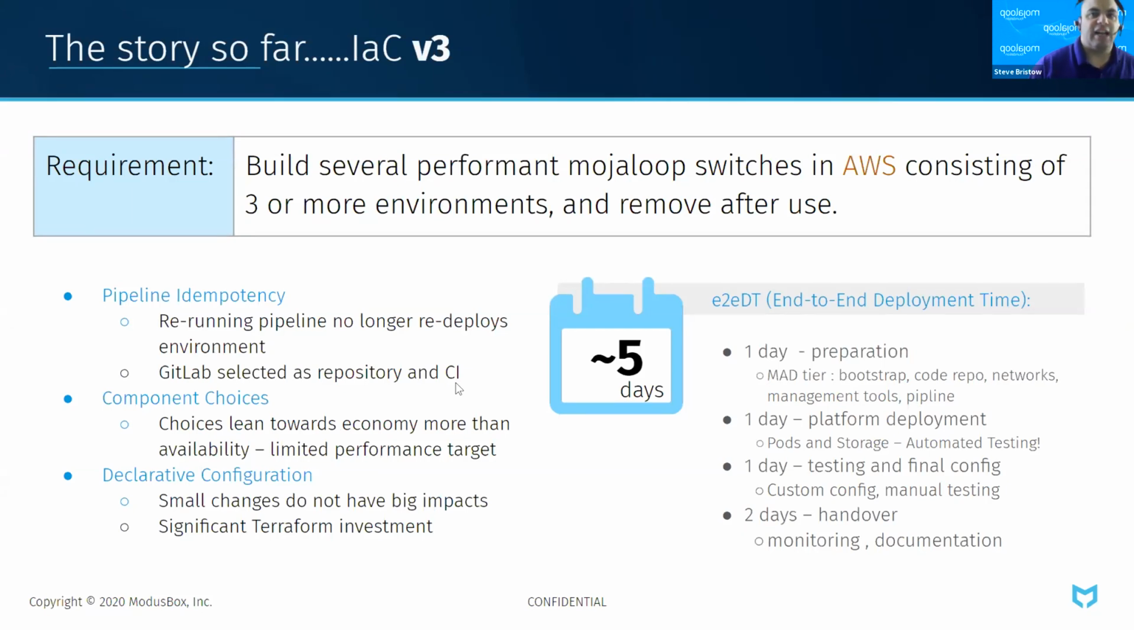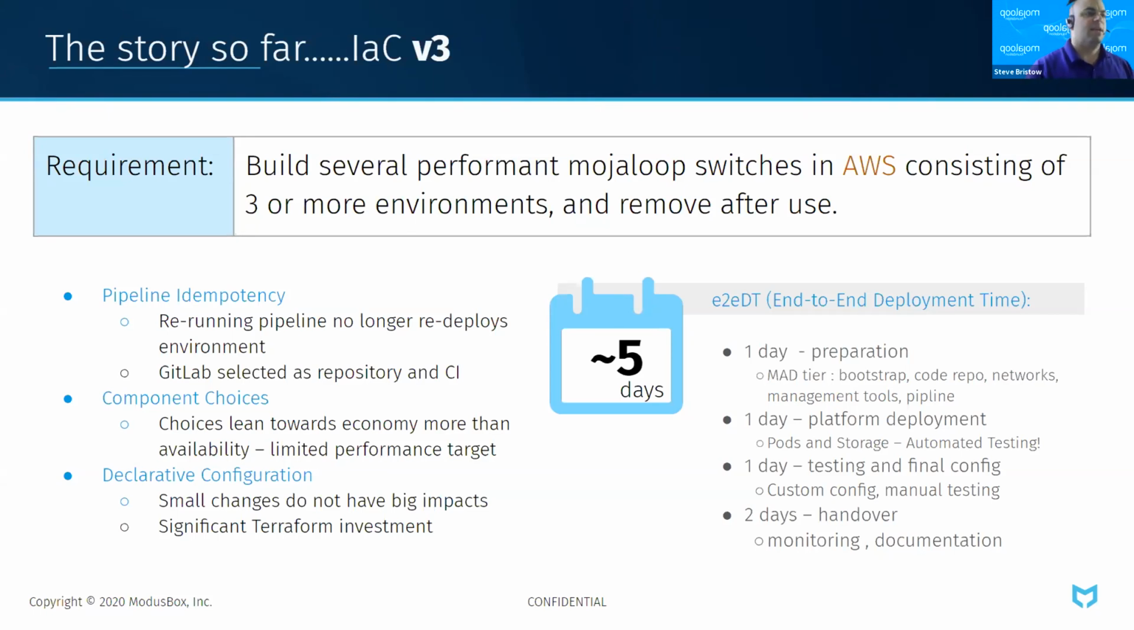IAC v3 was the landmark. This is where things really started to gather momentum. We needed to build several performant Mojaloop switches in AWS that needed to consist of sometimes 3 or more environments, and perhaps significantly, we needed to be able to quickly remove them after use. This required us to ensure we had pipeline idempotency, that when the pipeline was triggered from GitLab, it would pull the code and deploy the entire pipeline, all the Kubernetes components, the pods, everything, idempotently.